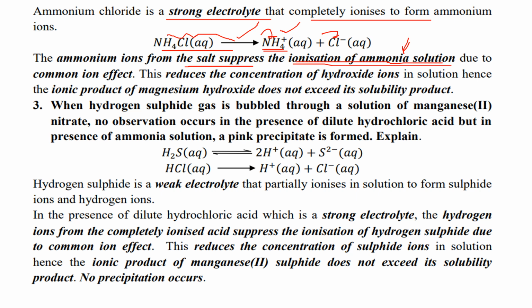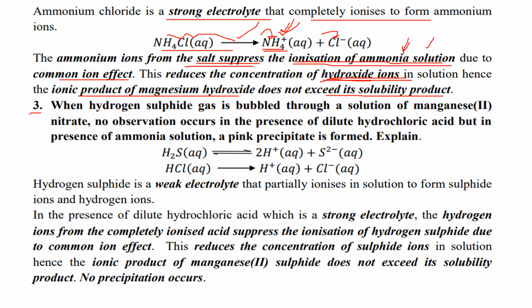So that's why we are saying that the ammonium ions from the salt suppress the ionization of ammonia solution due to common ion effect. And this reduces the concentration of the hydroxide ions that are produced in return. So there is going to be a lower concentration of hydroxide ions for the ionic product of magnesium hydroxide to exceed its solubility product, and therefore no precipitation is going to take place, because we produced very few hydroxide ions. The ammonia molecules were prevented from undergoing ionization by the already present ammonium ions from the completely ionized salt.